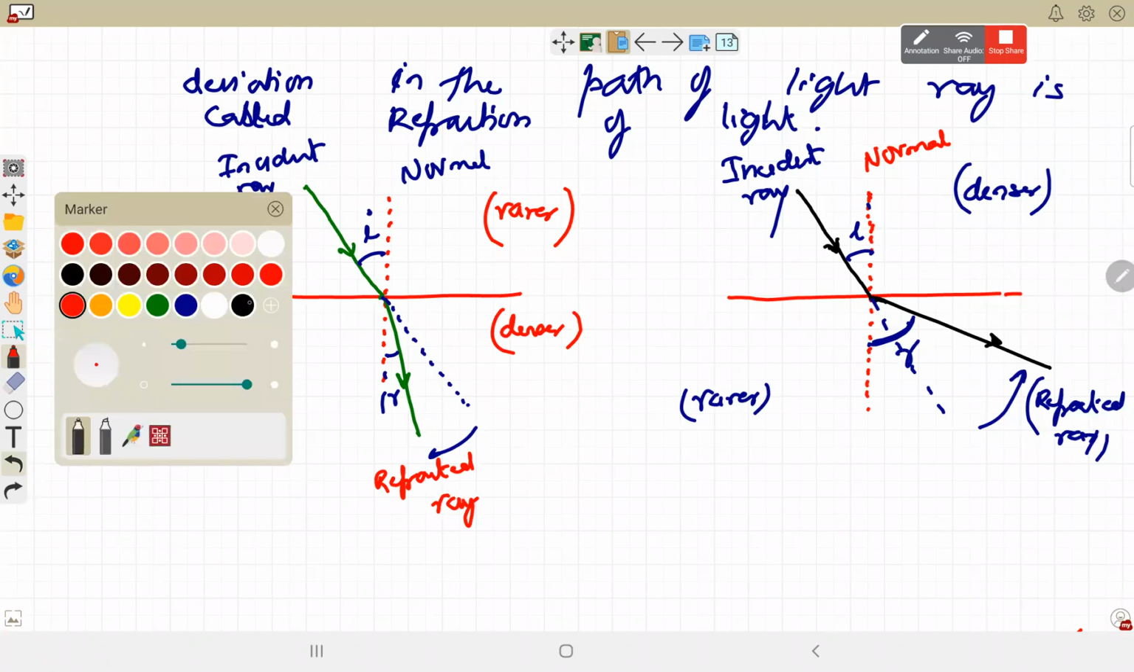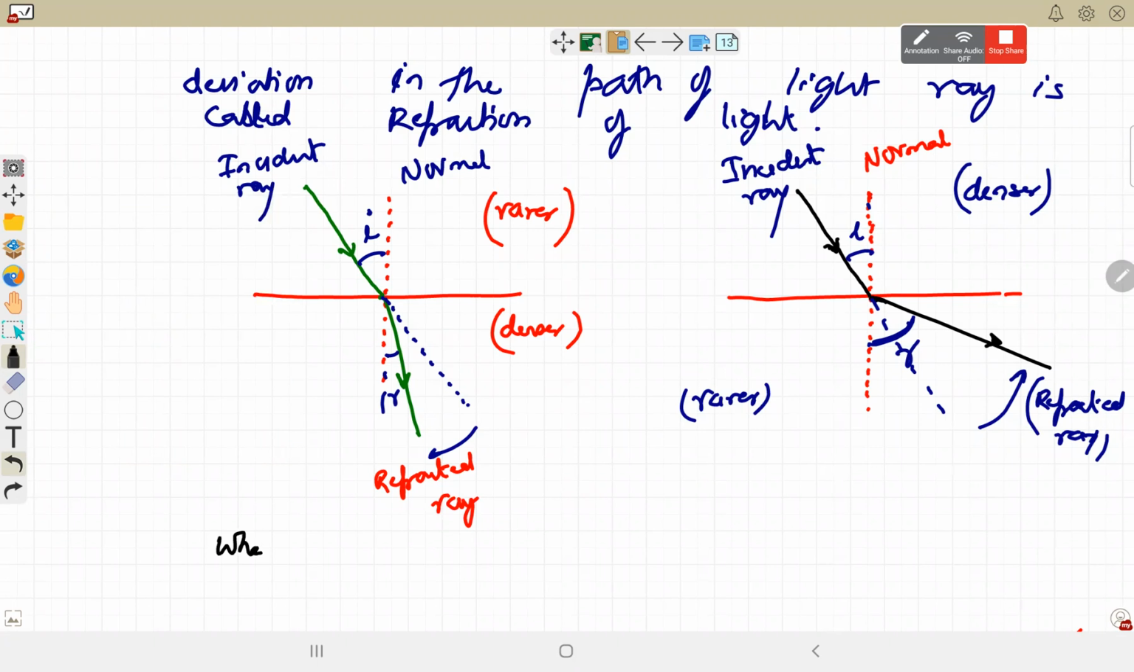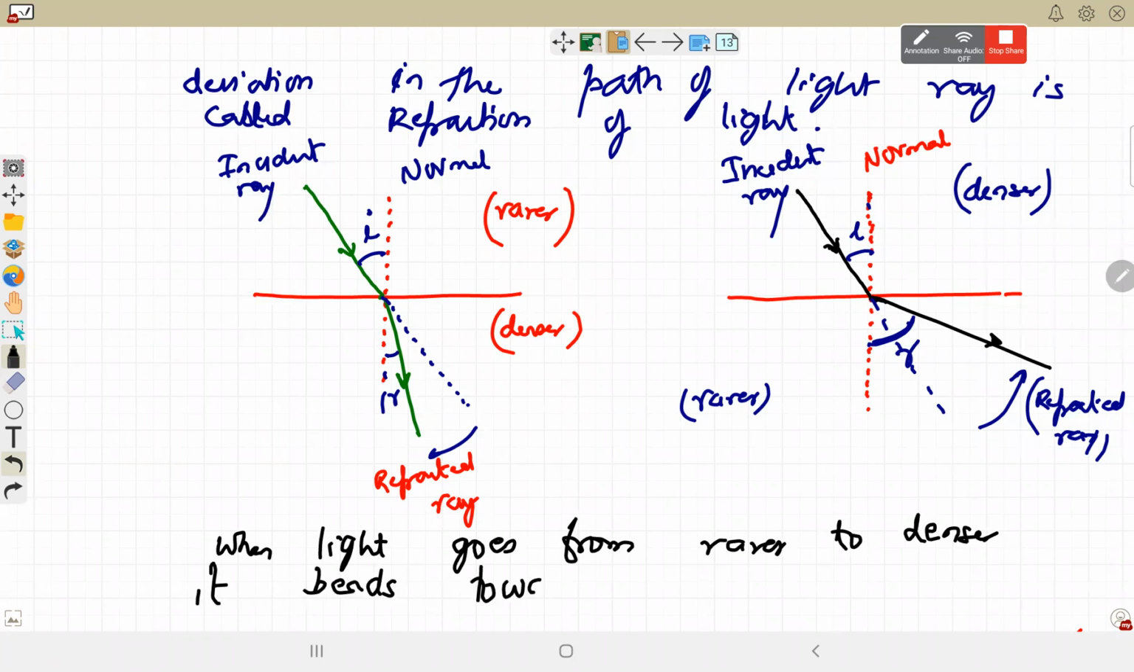So I think we did this also, but quickly we can write: when light goes from rarer to denser, it bends towards the normal. अब इसका actual reason क्या है वैसे, by the way? What is the actual reason? I think earlier we discussed. Light always takes the shortest path. Yes, and in the denser medium speed is less, so it also wants to take the shorter path, and that is why it bends.